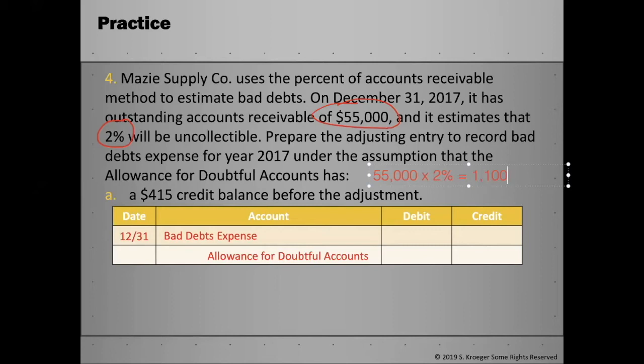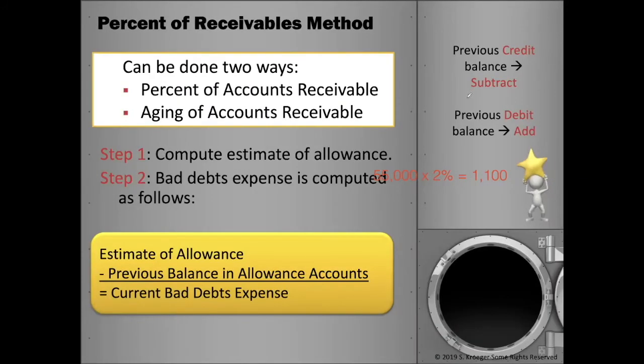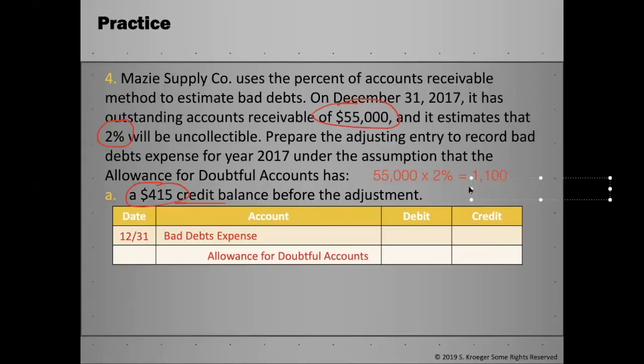If this had been the percent of sales method, we would just take this amount and put that as our amount for the journal entry. However, because we're using percent of receivables method, we do have to look in the balance of the allowance for doubtful account. In this case, it was a $415 credit balance. Shown in the previous slide, if there was a credit balance, we're going to subtract the two numbers and then journalize that amount. We'll take the 1,100 minus 415.